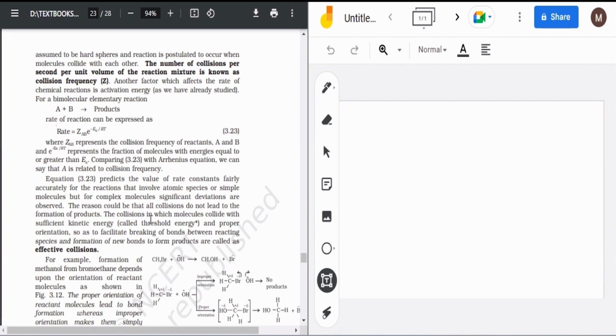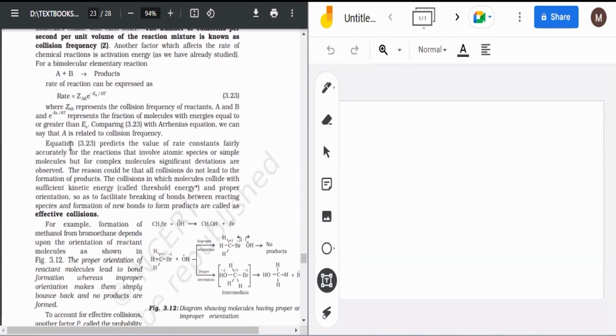In the Arrhenius equation, in the A term, the frequency factor, here we take into account the collision frequency Z and also that symmetry factor, which tells us that they are colliding in a proper symmetry. So this is the thing which we study in collision theory.